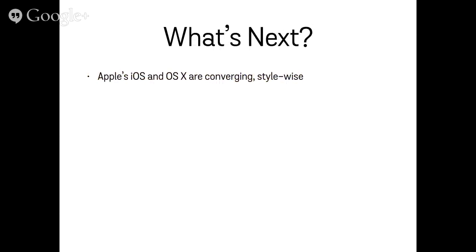iOS and OS X are converging style-wise. I just realized converging and convergence is really together. That was unintended. But the new desktop OS Yosemite is looking a lot like iOS 8 now. So I have a feeling there's going to be a lot of cohesion in the future as they grow.